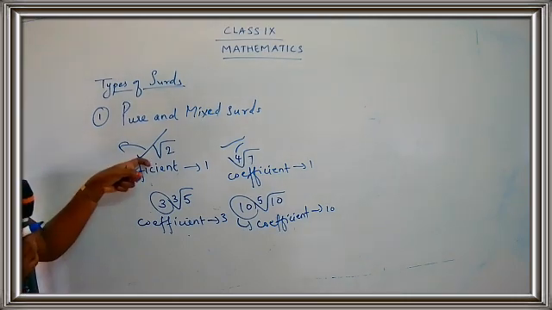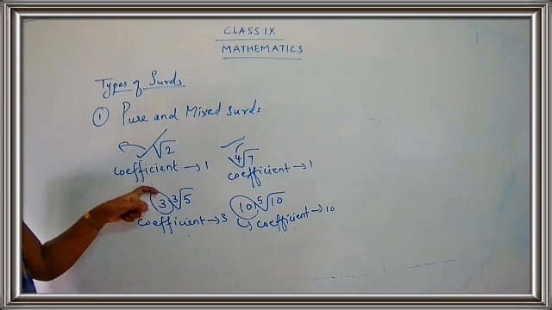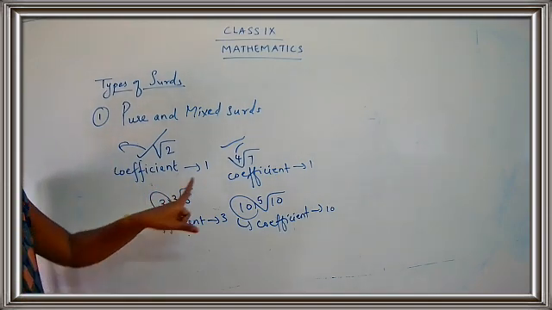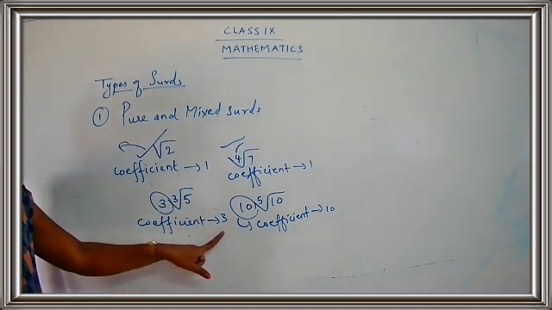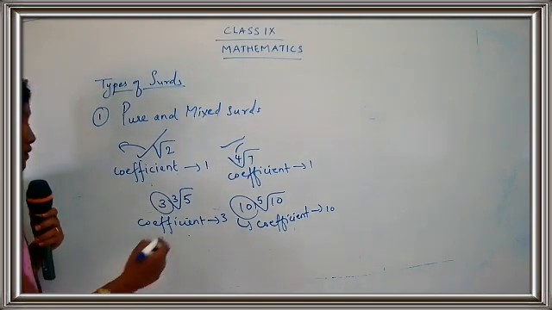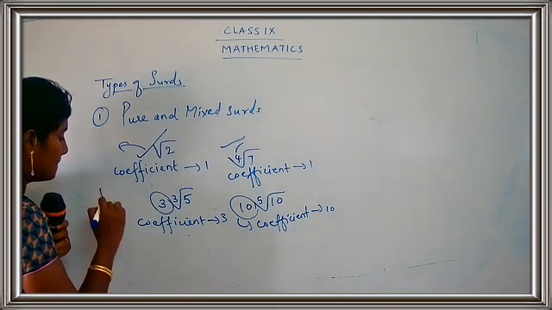So what was the first type of surd? Pure surd. What was the definition for pure surd? The coefficient in simplest form is 1. Yes. What is the coefficient here? It's 3. That is, the coefficient is other than 1. If the coefficient is other than 1, you have to call it mixed surd.